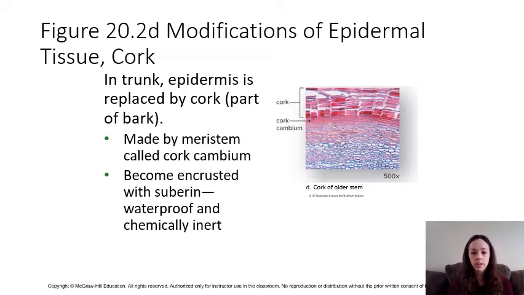In the trunk of a tree, there are cells called cork cells instead of epidermal cells. Cork cells are also created by meristem cells called cork cambium. These cork cells layer on top of each other to create the thick bark of the tree trunk. The cell walls of the cork cells are covered in a lipid material called suberin. Suberin waterproofs the trunk and protects it from chemicals and some bacteria.